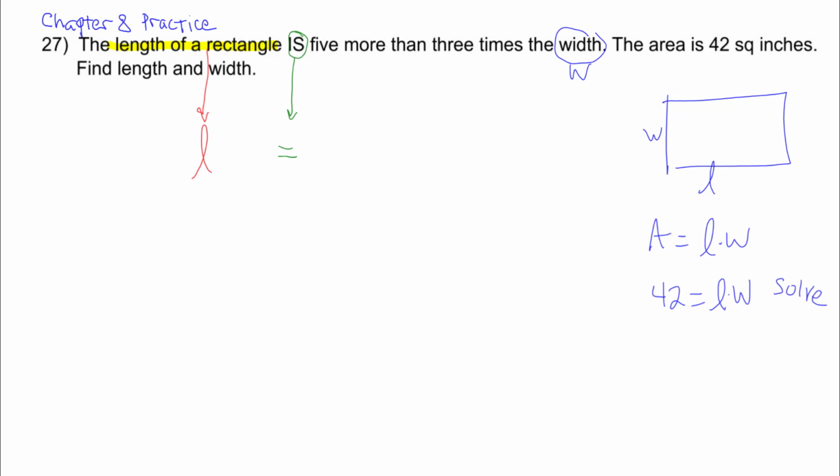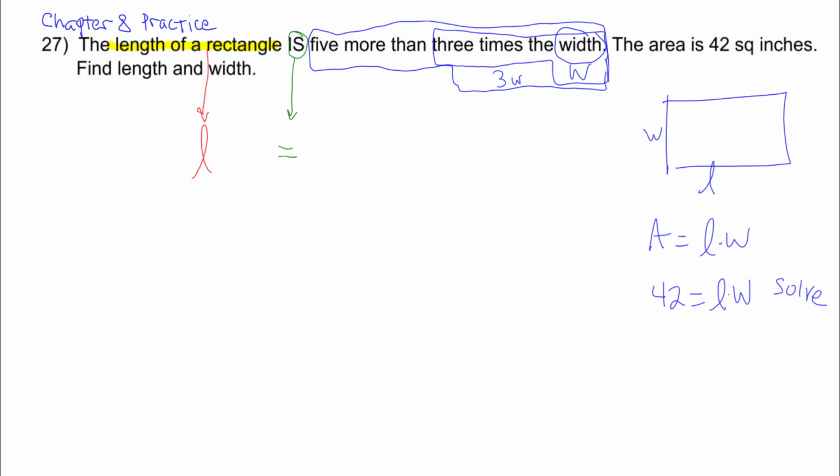Now I'm going to expand on that because the clause has more than just width. It has 3 times the width. Now I need to translate 3 times the width. Well, width is W in algebra, and 3 times the width means multiply by 3. So we're starting to translate this clause piece by piece. But there's more to the clause. We have to expand a little more.